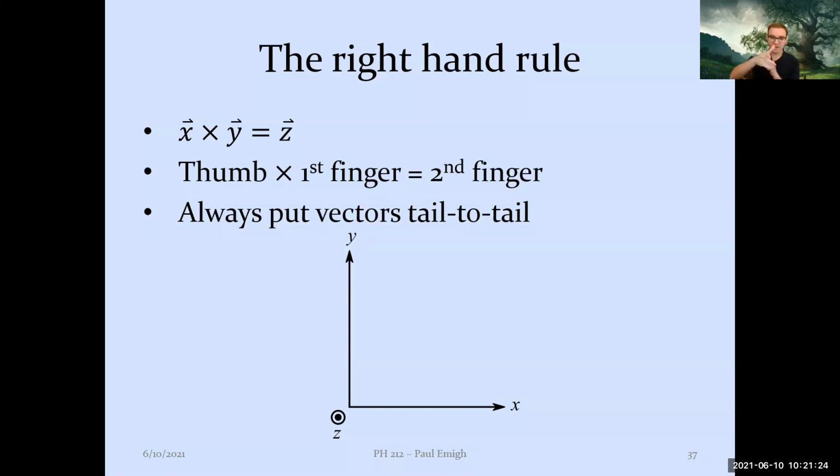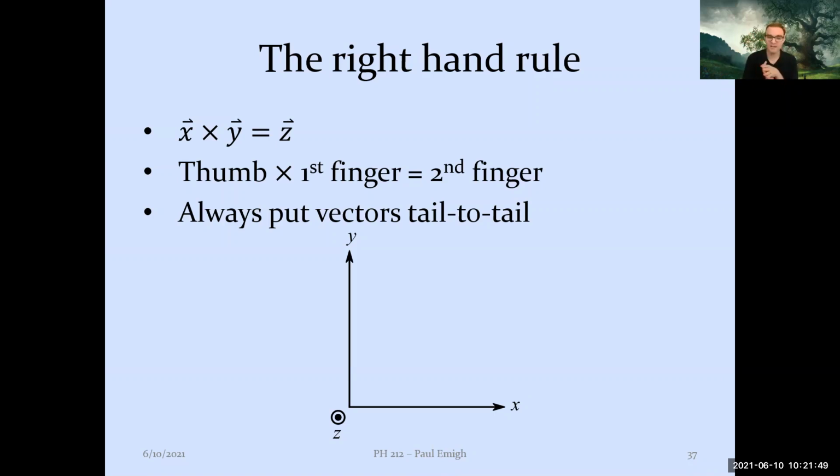And now you can see that you can kind of rotate this little picture around, and no matter which direction these two vectors are, your remaining fingers will always point perpendicular to them, revealing to you the direction of the cross product. One important thing that you have to keep in mind here is that you always have to put your original vectors tail to tail, right? You can't put them head to tail or the cross product won't quite give you the right answer.